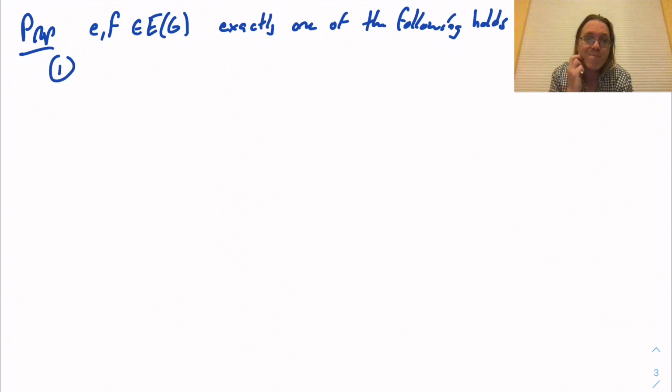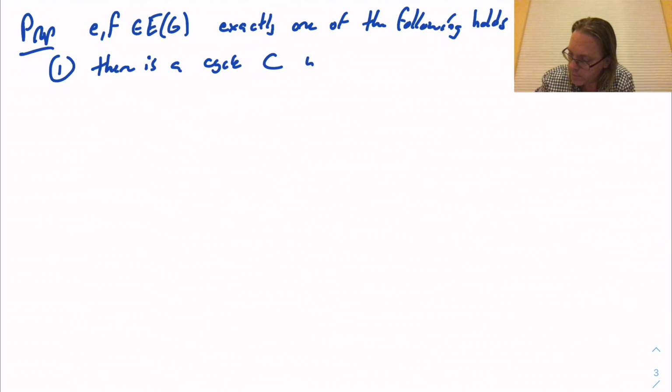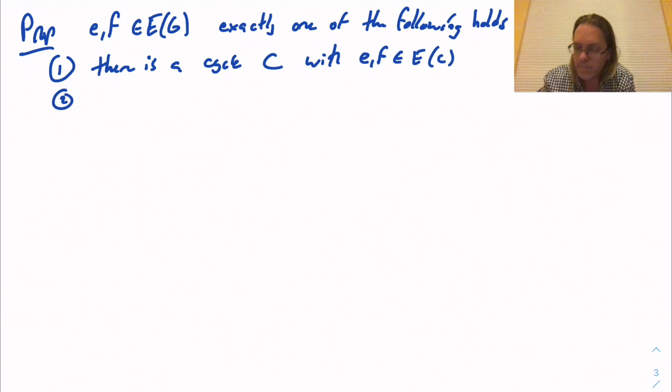So either there's a cycle containing both E and F, or the other thing. Why wouldn't there be a cycle? Why would there be no cycle containing E and F? The other thing that could happen is the obstruction. The thing that prevents that is the presence of a low order separation where you have E on the left and F on the right.